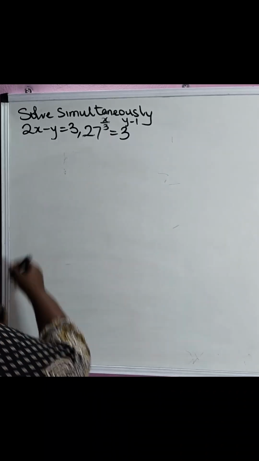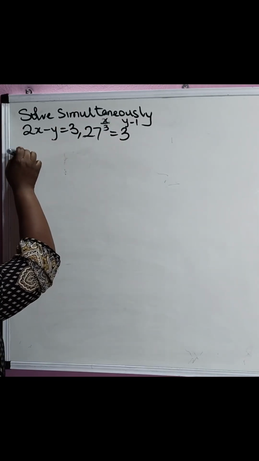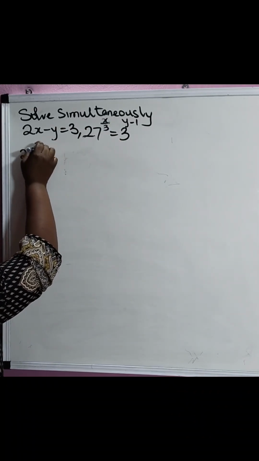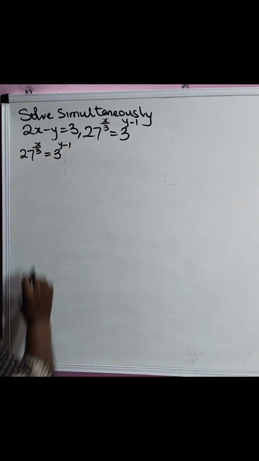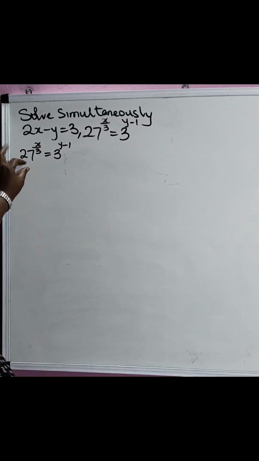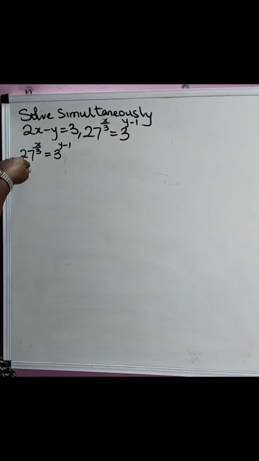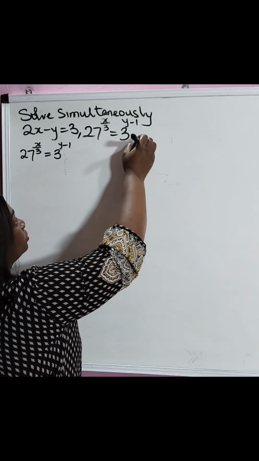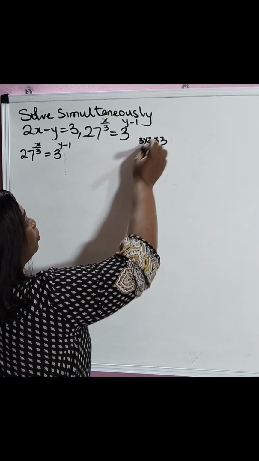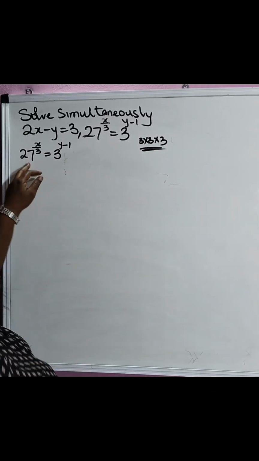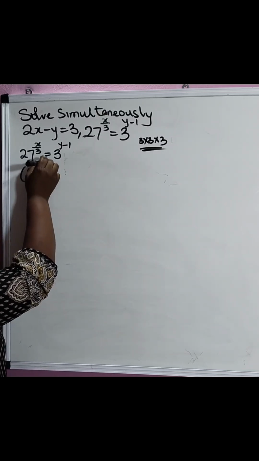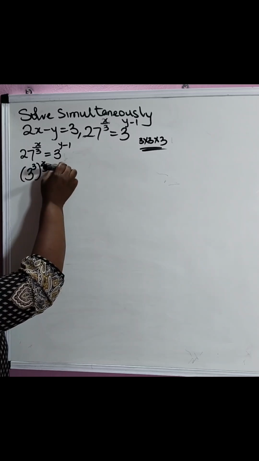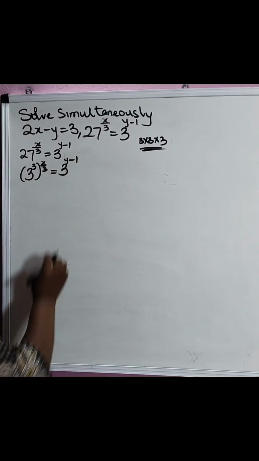Alright, so from here, 27 raised to the power x over 3 is equal to 3 raised to the power y minus 1. Now, let's change this 27 to 3 raised to the power 3. Remember, 3 times 3 times 3 will give us 27. So from here we'll have 3 raised to the power 3 raised to the power x over 3 is equal to 3 raised to the power y minus 1.